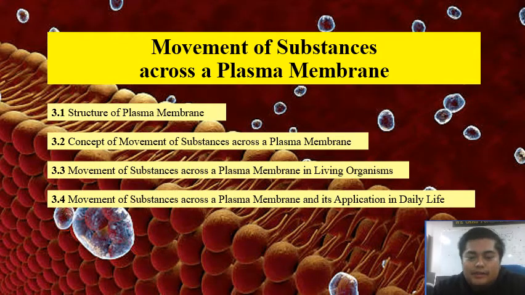So, hi. Okay, kita kembali untuk chapter 3 pula. Chapter 3 for biology KSSM form 4, which is movement of substances across a plasma membrane. So, in this topic, we're going to have 4 subtopics, which is the first one, structure of plasma membrane, followed by concept of movement of substances across a plasma membrane, followed also by movement of substances across a plasma membrane in a living organism, as well as lastly the movement of substances across a plasma membrane and its application in daily life. So we're going to start with the first one.